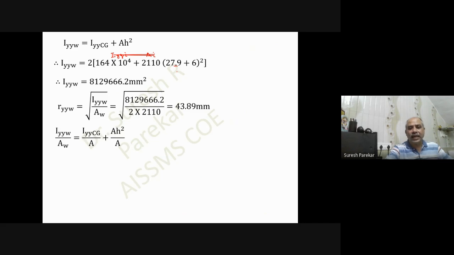Another way, if we derive this, we divide by A, and from this we will get R. So we have RYY of whole square equal to RYY square. Now this I can say is for the individual.